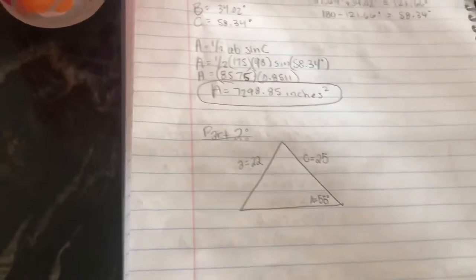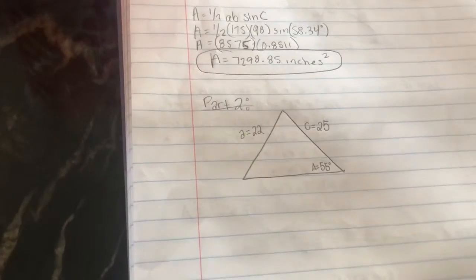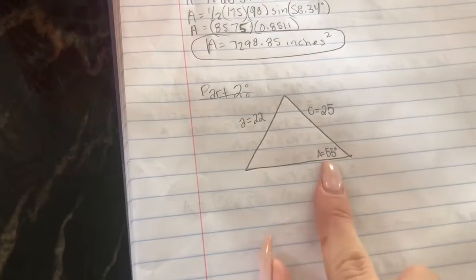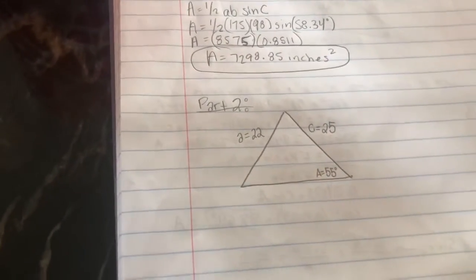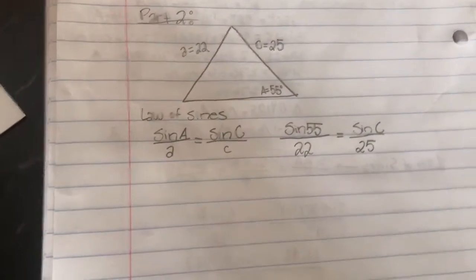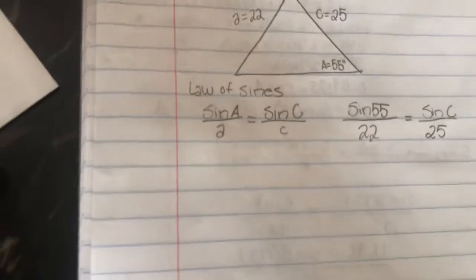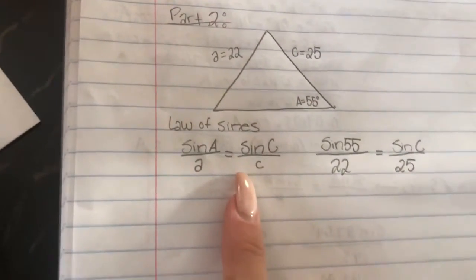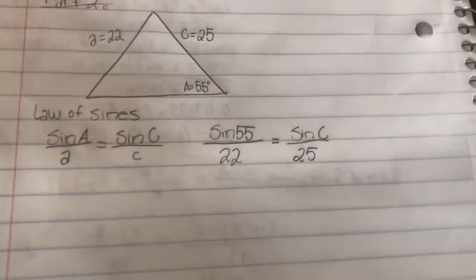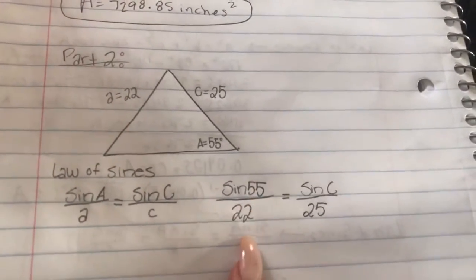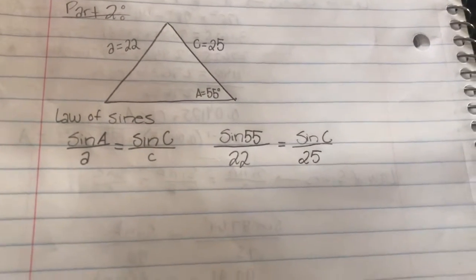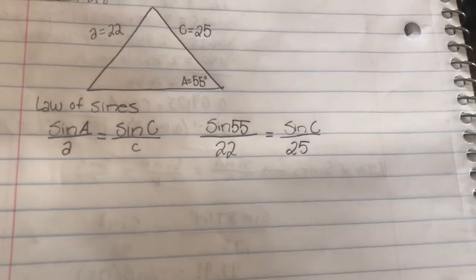So for part 2, we're going to find both the other side, B, as well as angles B and C. First, we started by sketching the triangle. A is equal to 22, C is equal to 25, and the angle of A is equal to 55. Starting part 2, we're going to use the law of sines: sine of A over A equals sine of C over C. We plugged in the sine of 55 over 22, the side length, equal to the sine of C over the side length of C, which is 25.